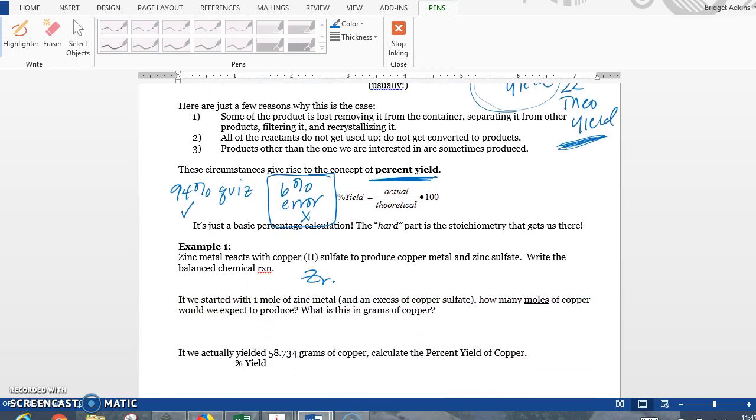So zinc reacts with copper sulfate. This should look familiar because it's the lab that we did in class.